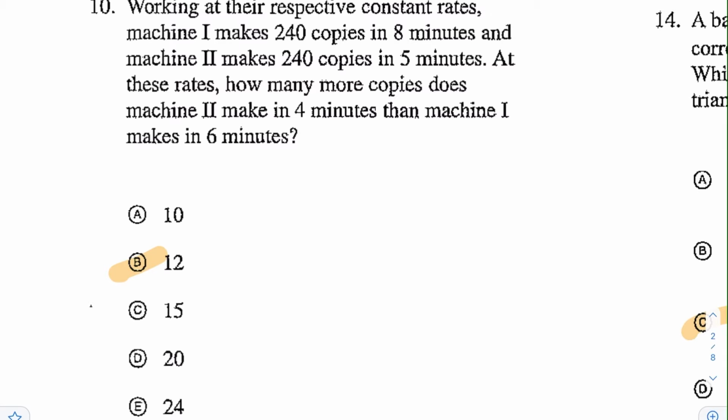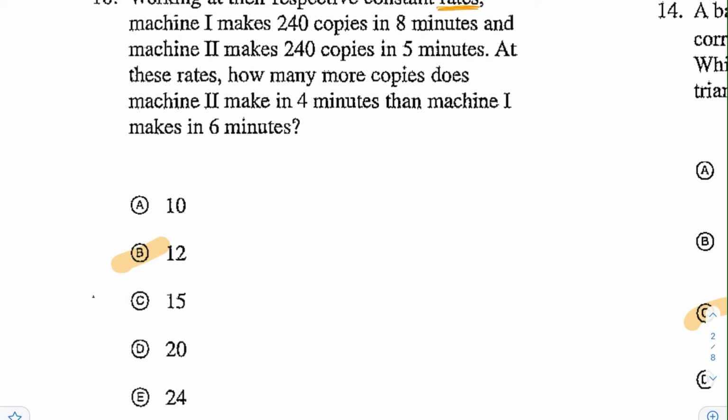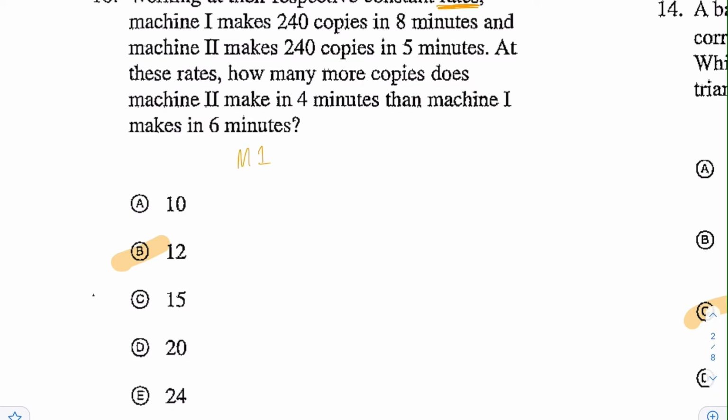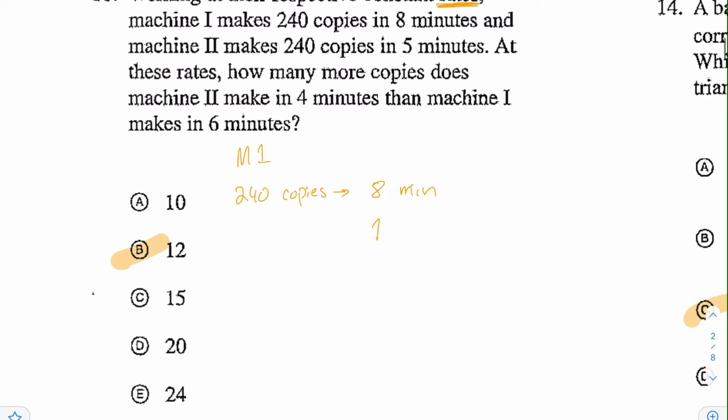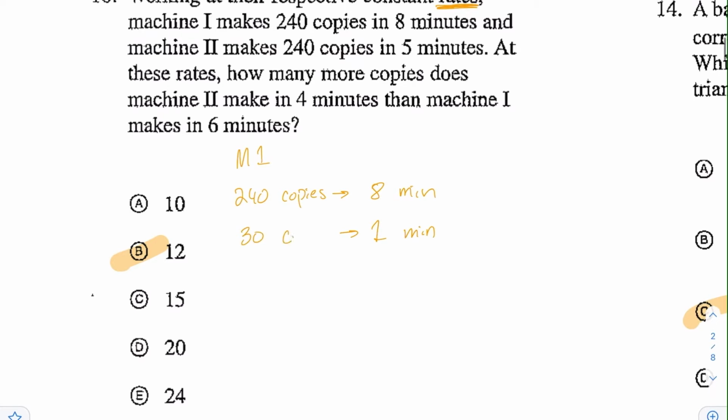So we have two rates here, and a rate, you just have to compare two different quantities. So for machine 1, you have 240 copies in 8 minutes, and what you can find is a unit rate. If you divide by 8 on both sides, in 1 minute, you can figure out that this machine will make 30 copies once you divide by 8.